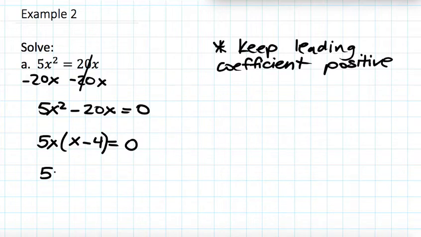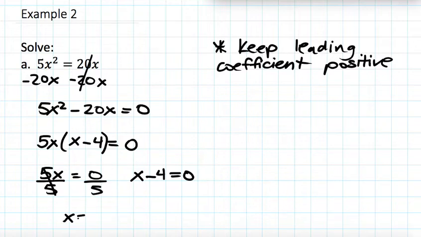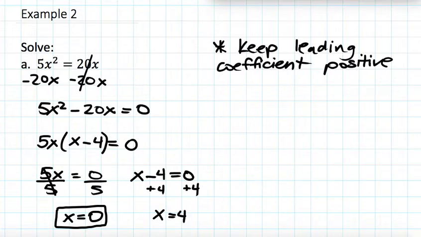So now these are my 2 factors. I set each one equal to 0 and solve the equation. Now for this equation, to get rid of the 5, I divide both sides by 5. 0 divided by 5 is 0. 0 divided by anything is 0. So for this equation, I get x equals 0 as an answer. And then for this one, add 4 to both sides, and I get x equals 4. So what I would type in here would be 0, 4.